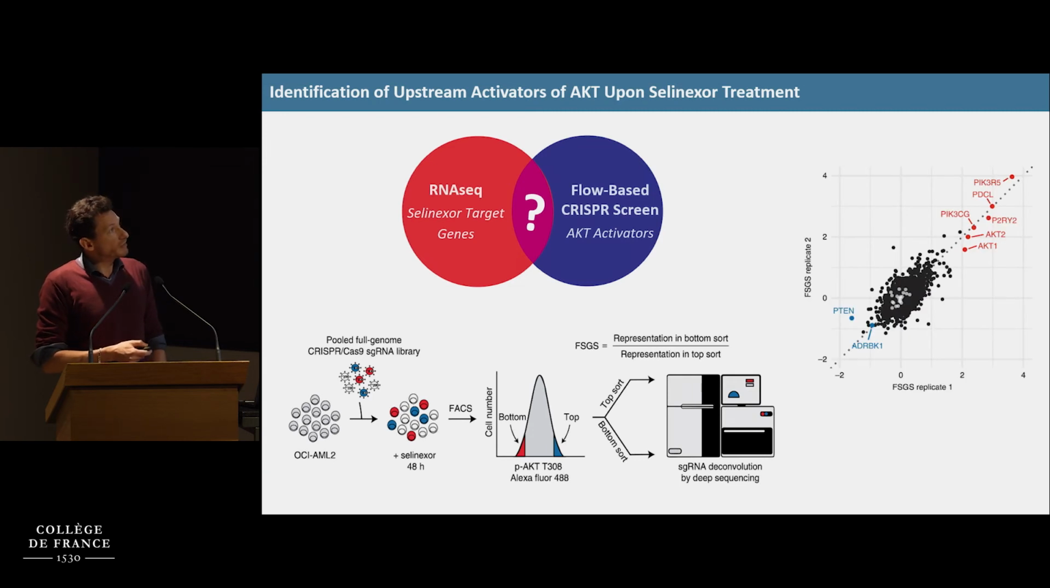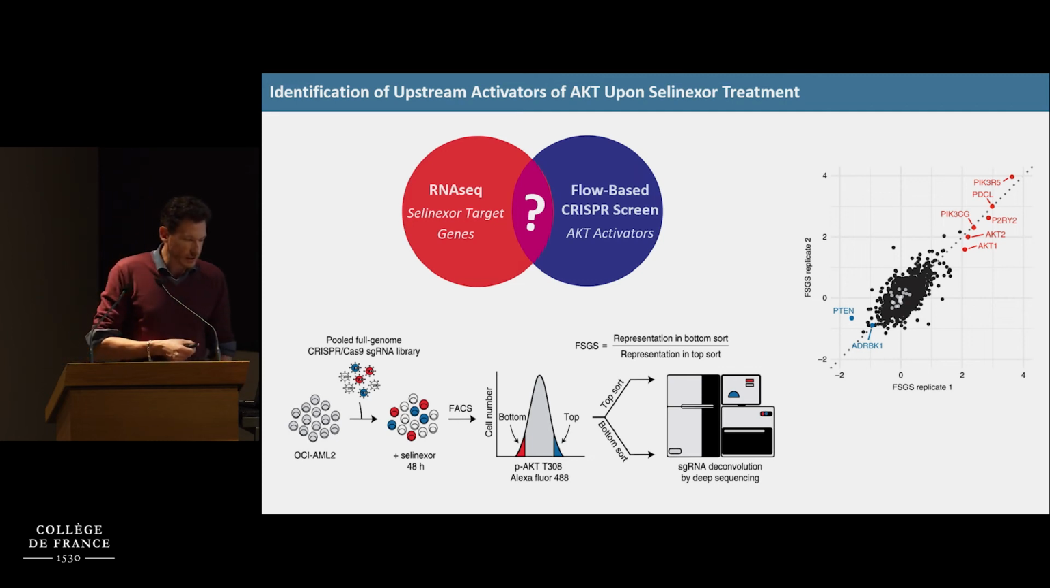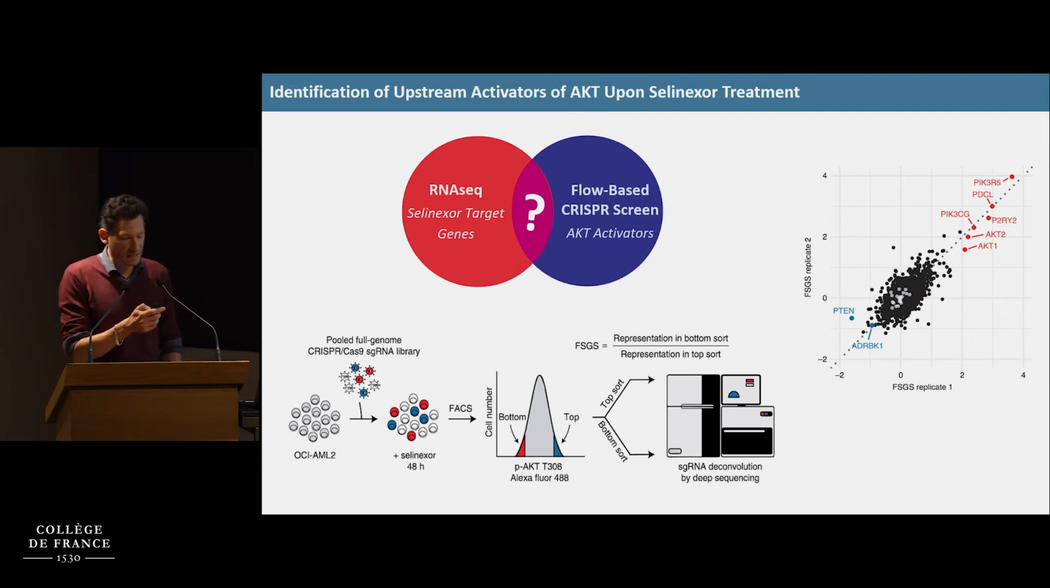And we're able to identify here in red several hits that constitute the upstream potential targets that could activate AKT upon selinexor treatment. We found here 2 positive controls, obviously, of our screen, which are AKT1 and AKT2, because obviously they are constituting the AKT signaling.